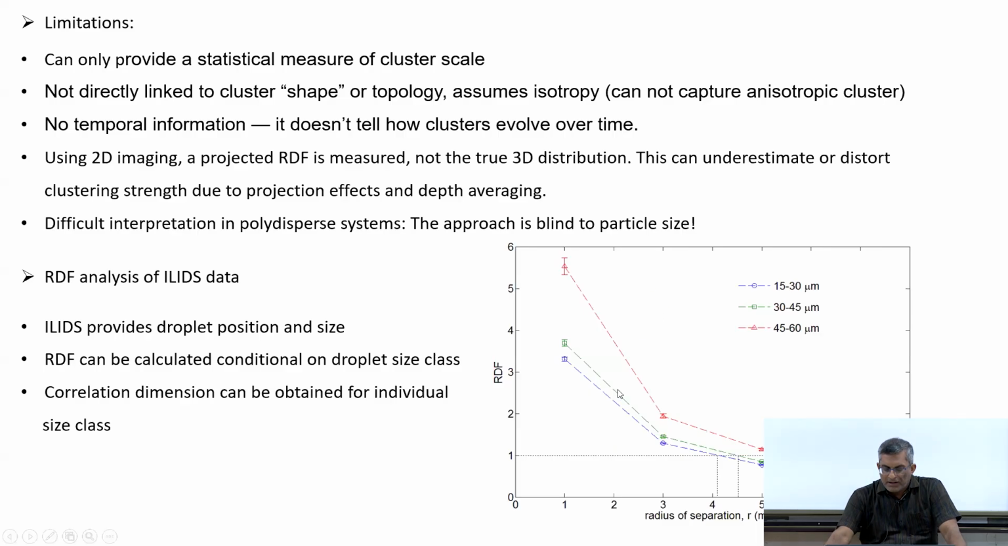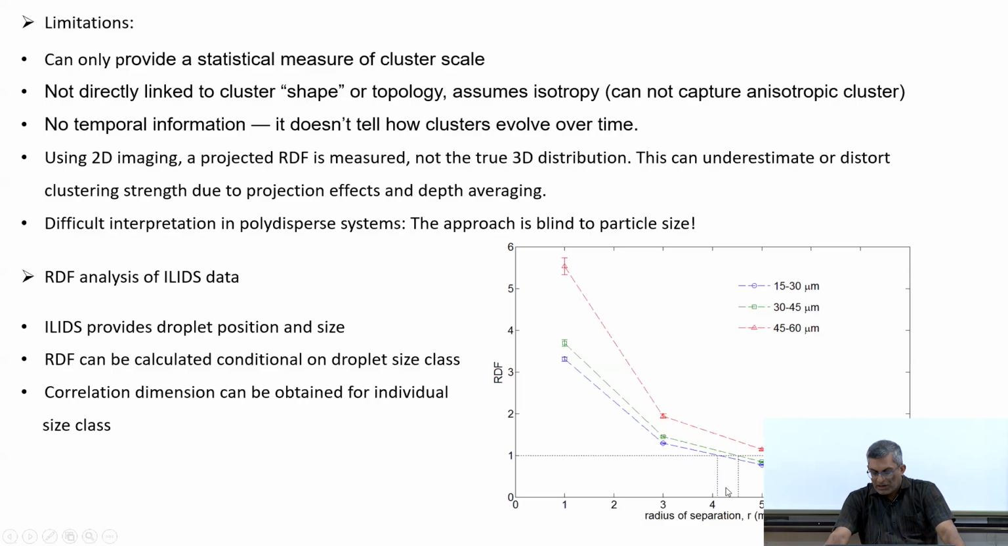So, using that we can calculate RDF for different size classes, as you can see here, and indeed we see a difference. Certain size classes have higher RDF compared to others, and this is also expected. Why? Because the Stokes numbers are different. Stokes number is sensitive to particle size; it varies as the square of particle size. So, if particle size is different, then the behavior is different, the clustering tendency is also different, and that is why you see this difference.